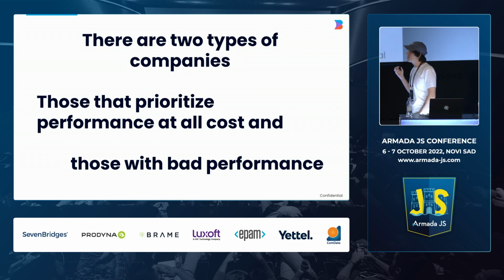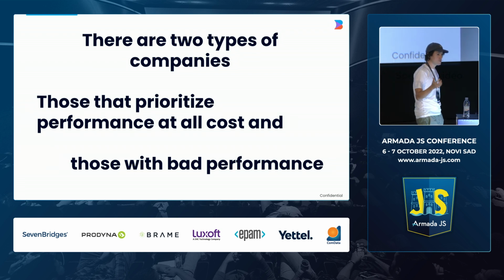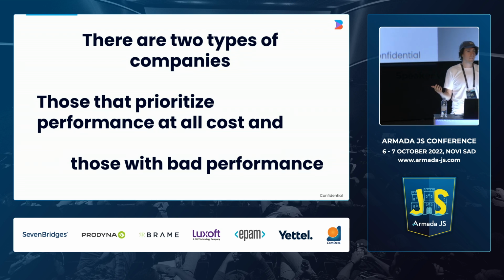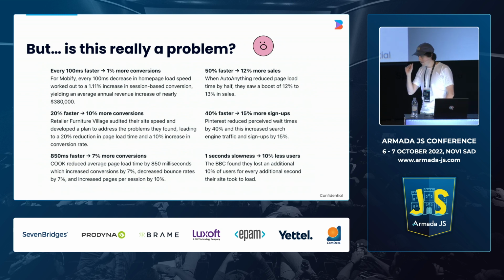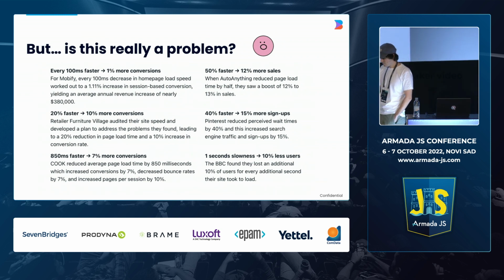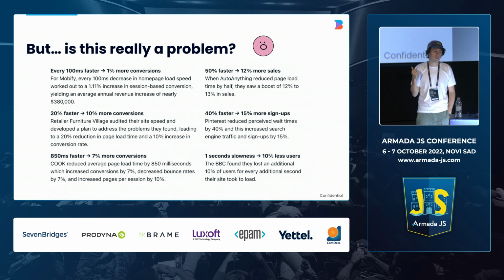We used to say that there are two types of companies: the ones that prioritize performance at all costs, and the ones with bad performance. And I think this has a very deep insight. One of the things we think about is that the whole community blames the developers for a lot of things the frameworks are doing wrong.